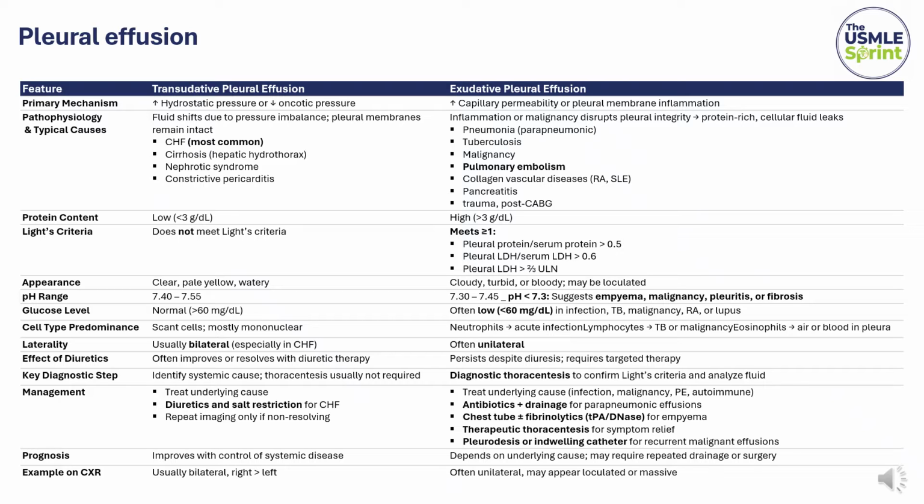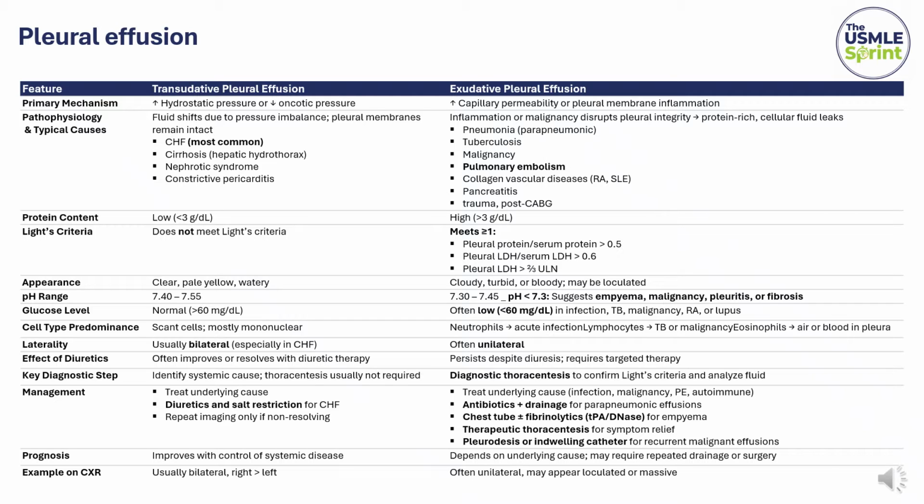Transudative effusions occur when there is increased hydrostatic pressure or decreased oncotic pressure, such as in heart failure, cirrhosis, nephrotic syndrome, or constrictive pericarditis. Exudative effusions result from increased pleural vascular permeability, as seen in infections like pneumonia or tuberculosis, malignancy, pulmonary embolism, collagen vascular diseases such as rheumatoid arthritis and lupus, pancreatitis, trauma, or after cardiac surgery.